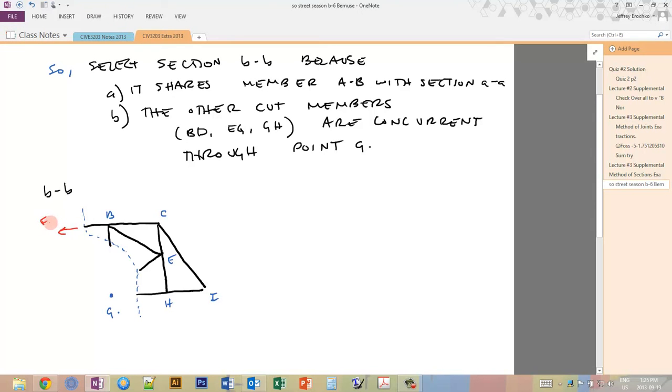This is FAB. So that's the unknown axial force through this section. This is FBG. This is FEG. And this one is FGH. And then we also have IY, which we already determined is equal to 8.33 kilonewtons.